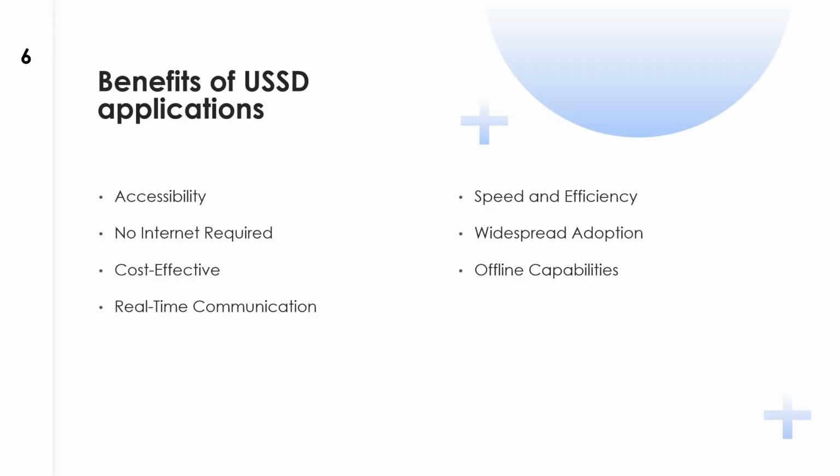There are a lot of benefits when you're working with USSD applications. One of the greatest benefits is accessibility. USSD applications work with all types of mobile phones, including the basic feature phones. This ensures that the service is accessible to a broader audience, even those without smartphones. Again, you don't need an internet connection for you to be able to access the USSD services. This is usually useful in areas where the internet access is limited or very expensive.